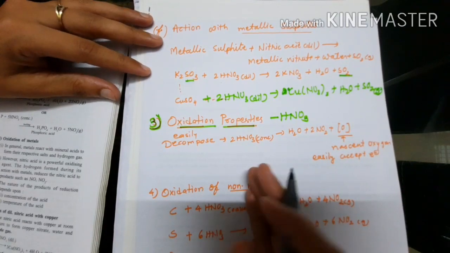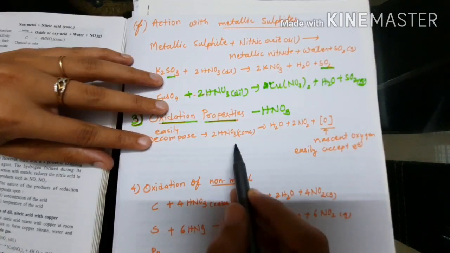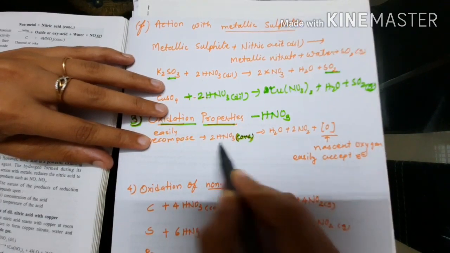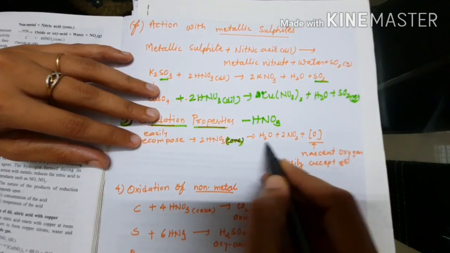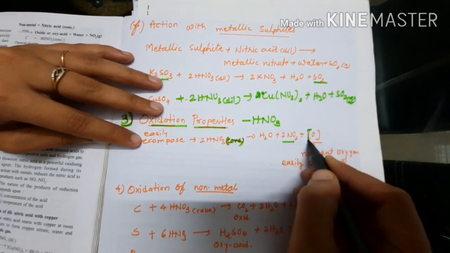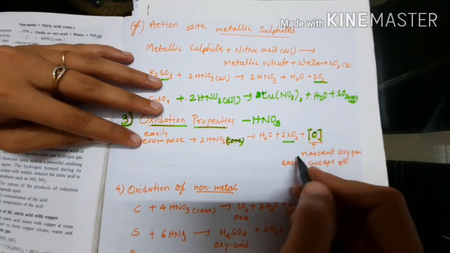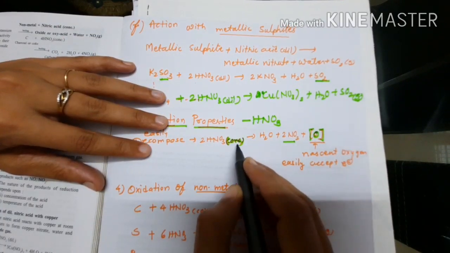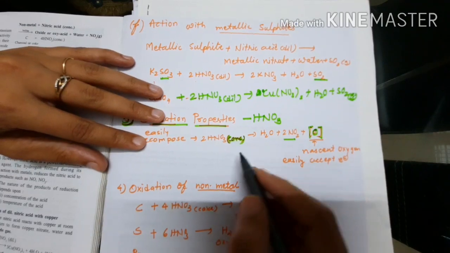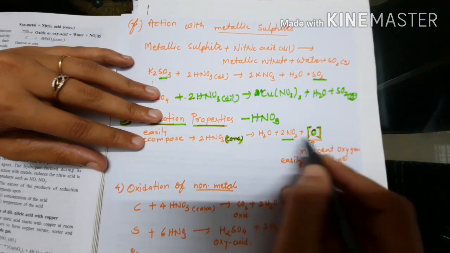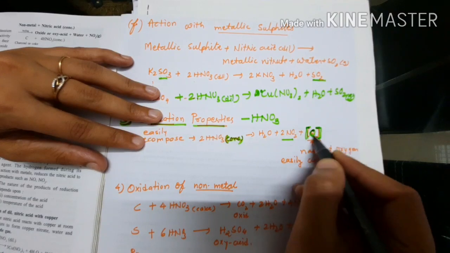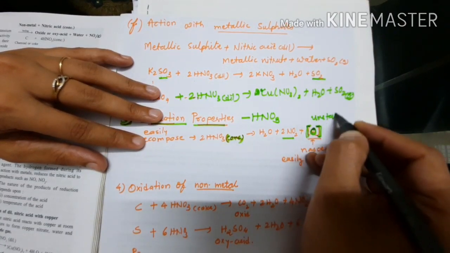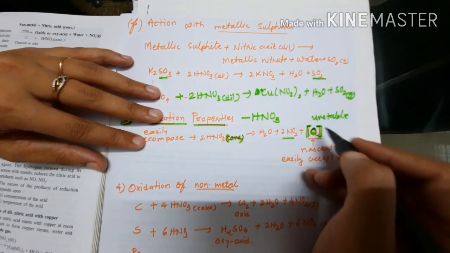So first, see what happens when HNO3 is decomposed. If we take concentrated HNO3, it decomposes into H2O, NO2, and nascent oxygen. And this nascent oxygen is unstable. Why is it unstable?